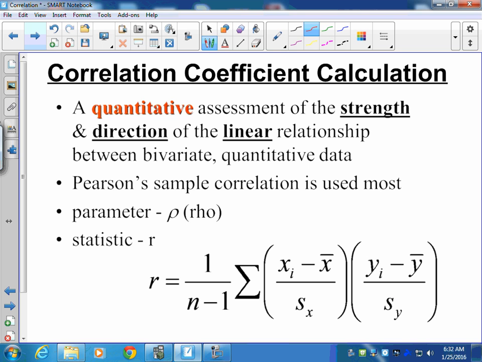So now, when we look at the calculation of the correlation coefficient and how we go through the process, it's a quantitative value, a numerical value of the strength and direction of the linear relationship. And that's probably one of the most important terms here. This correlation coefficient is for a linear data set overall.